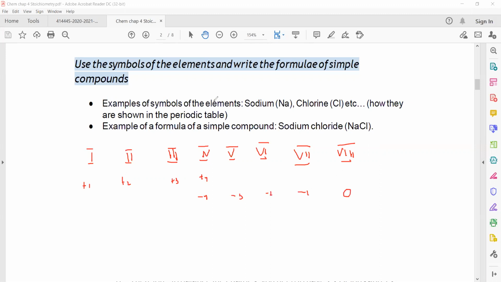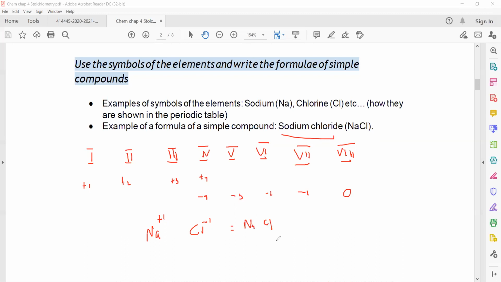So if I want to write the formula for, say, sodium chloride, sodium belongs to group 1 and chlorine belongs to group 7. So sodium valency is +1, chlorine valency is -1. First we simplify the valency, but it is already simplified. So we just have to cross multiply, then the formula of sodium chloride will be NaCl.